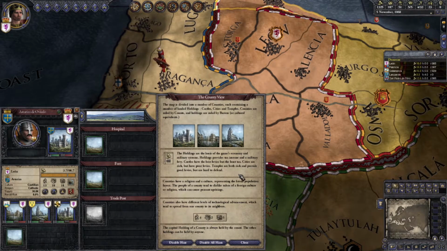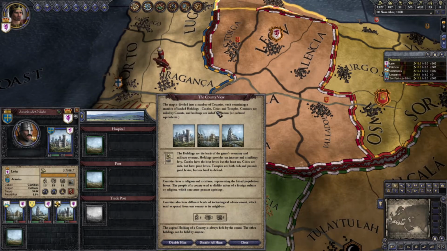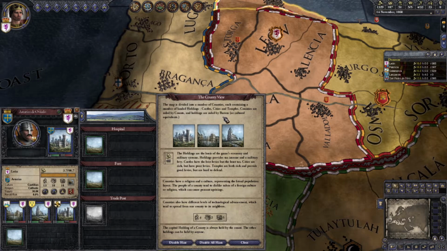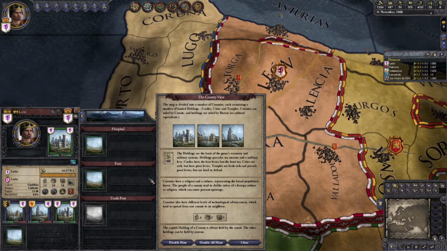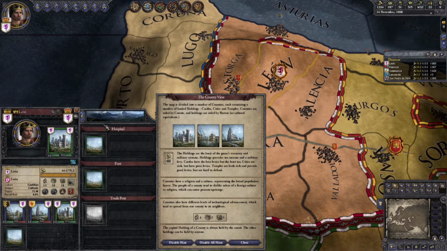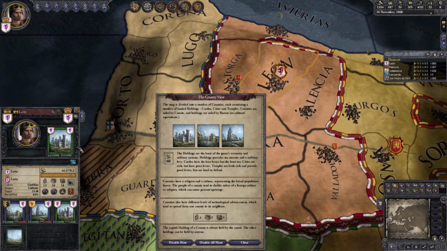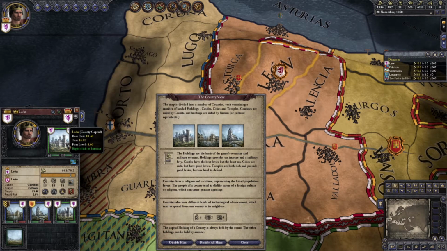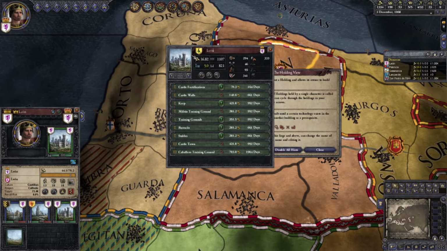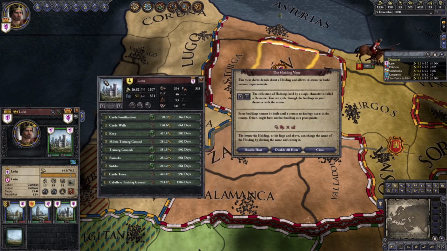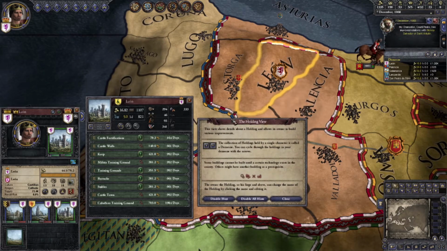Alright, so the map is divided into a number of counties. You've got your landed holdings, castles, cities, and temples. They are ruled by counts, and holdings are ruled by barons or cultural equivalents. So here we have the baron. Let's jump in our capital of Lyon. We've got, not worry about the extended view yet. We have the county capital of Lyon. Ooh, right click that in the right. Oh my god. There's a lot going on.